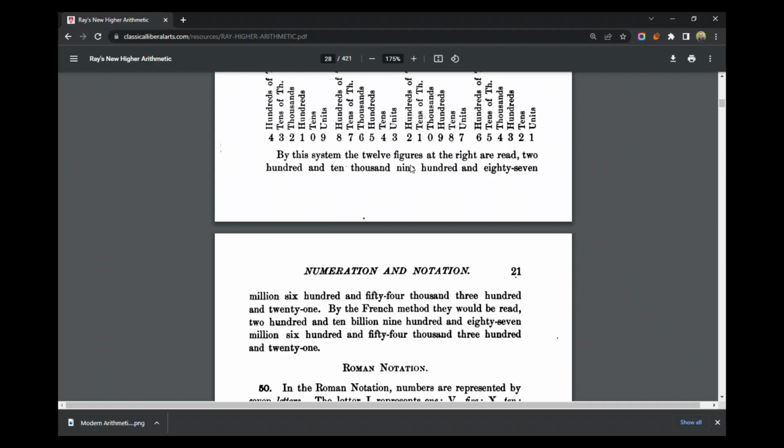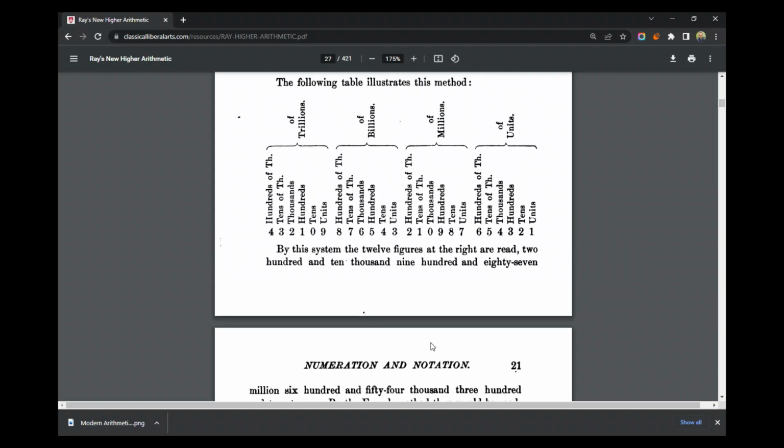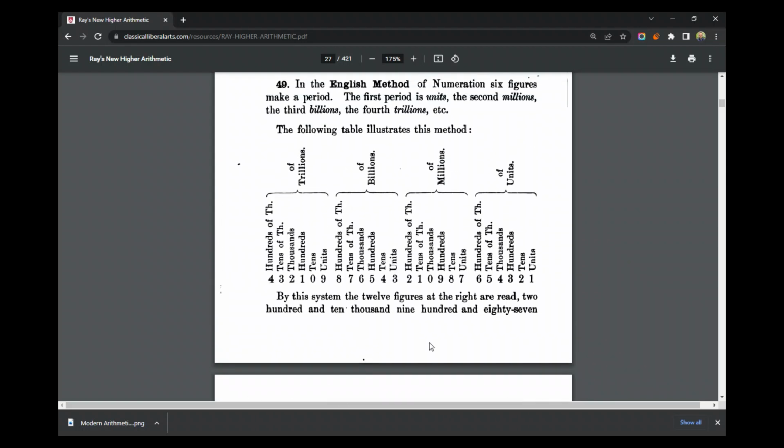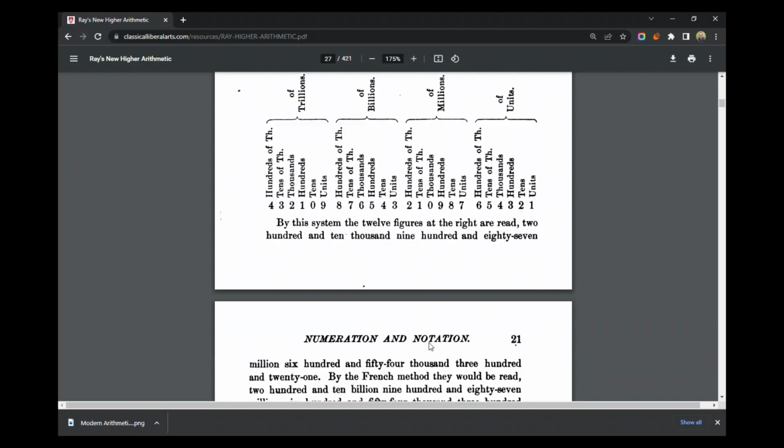By this system, the 12 figures at the right are read 210,987,654,321. By the French method, they would be read 210,987,654,321. So we learn a different method of numeration here, the English method, in Article 49.